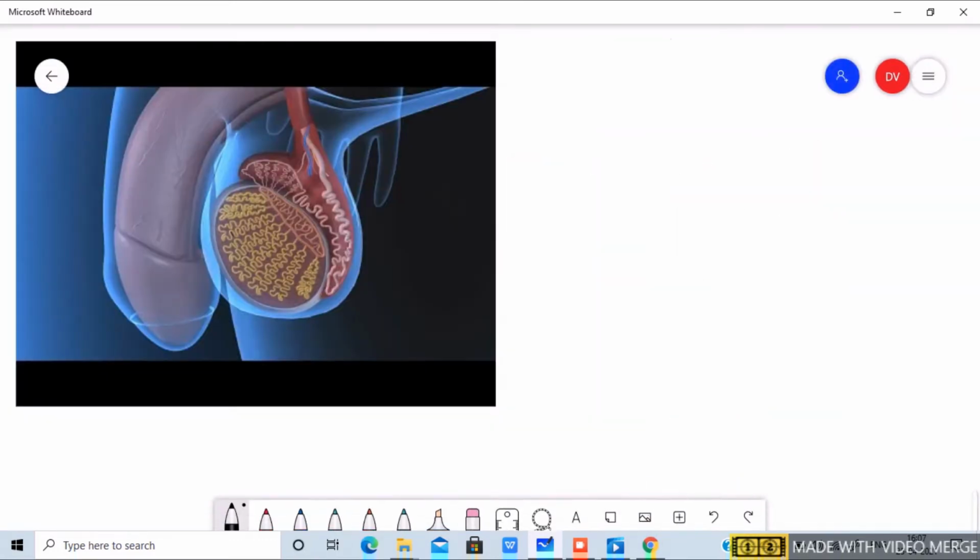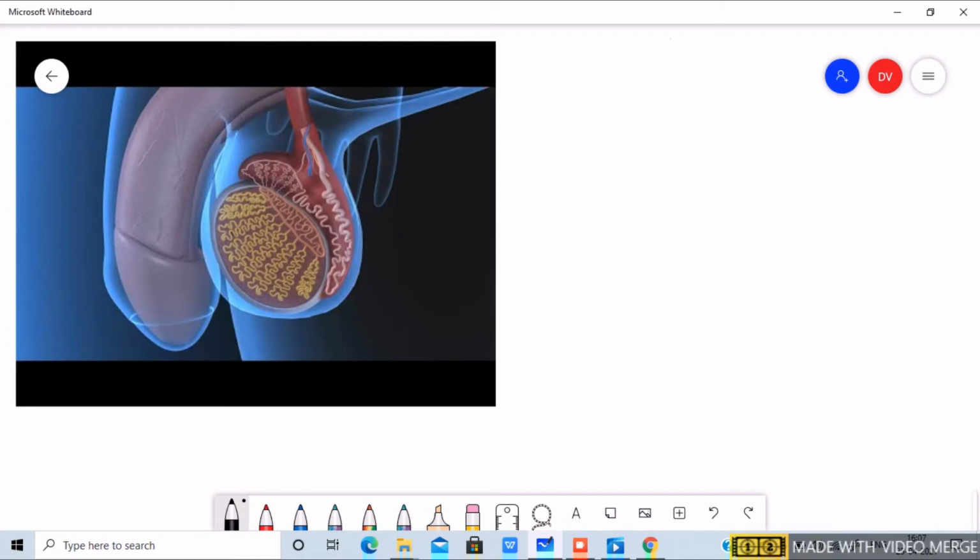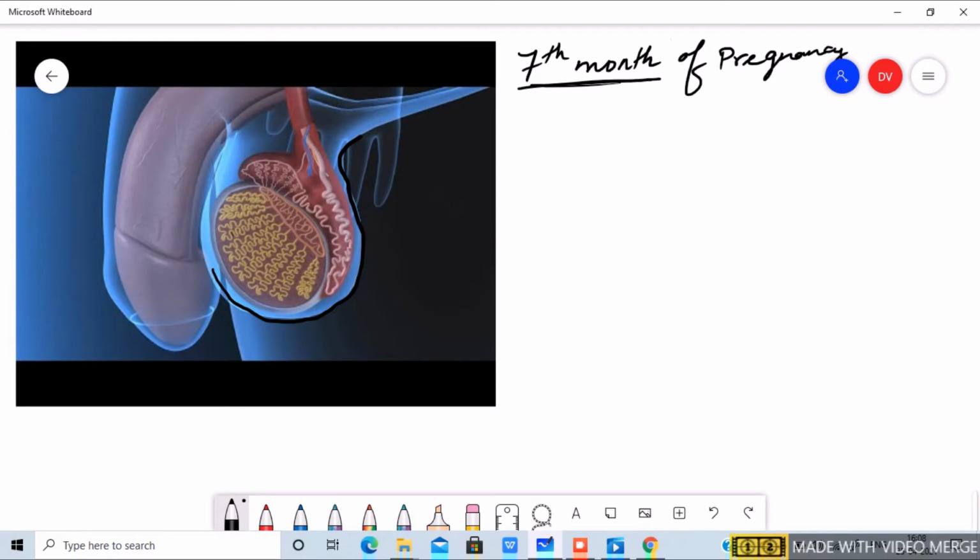Now guys, here is a very beautiful picture showing the cross section of the male reproductive system. Can you see that there? So this sac is the scrotum, and you can see the testes there inside the scrotum. So you know guys, exactly at the 7th month of pregnancy, when this male child is growing inside the mother's womb, the testes of the male child descend into the scrotum. What am I saying? The testes will descend into the scrotum.